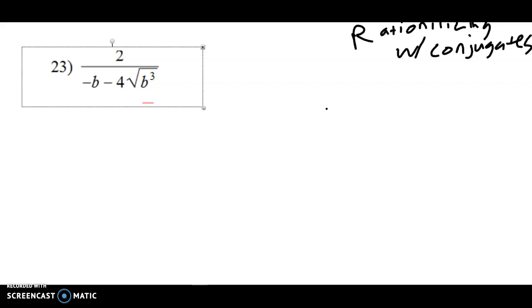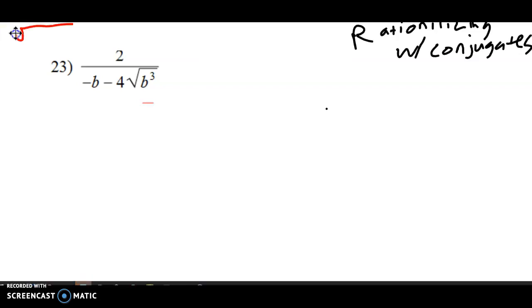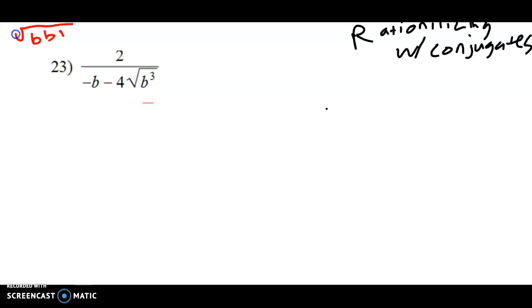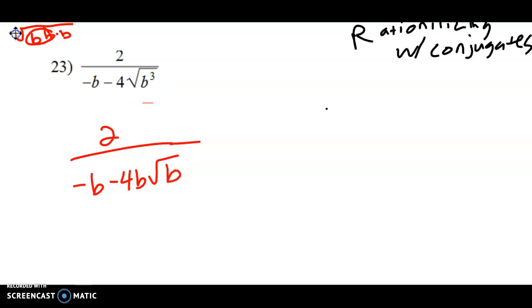When I look up here, I see that I have one term with a root in it, and it's root b cubed. So on the side here, I'm going to take the root b cubed. I have b times b times b. I have a b squared I can root out. So I'm going to rewrite this as 2 over negative b minus 4b root b. All right, so my issue here is I have a root b on the bottom.